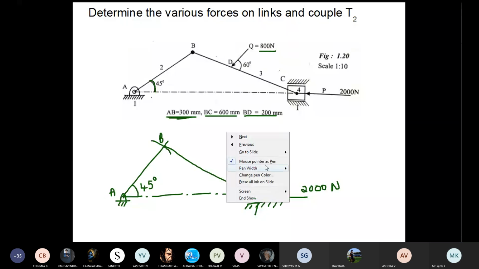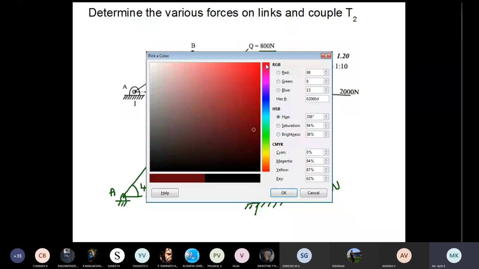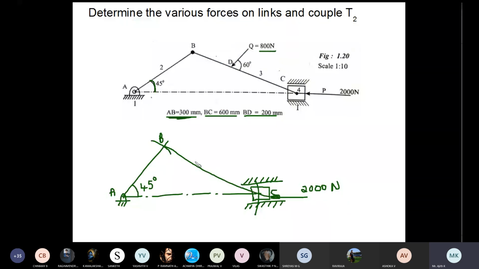So from B, at a distance of 200, this one has to be 200, locate point D, and at point D, there is a force of magnitude 800 Newton, which is inclined at an angle of 60 degree with respect to link BC. So from this line, this 800 Newton is making an angle of 60 degree. So like this, complete the diagram first. This free body diagram carries around 3 to 4 marks.